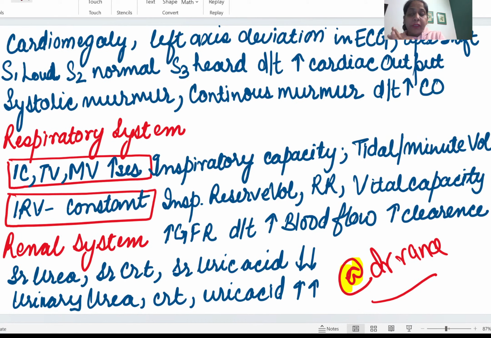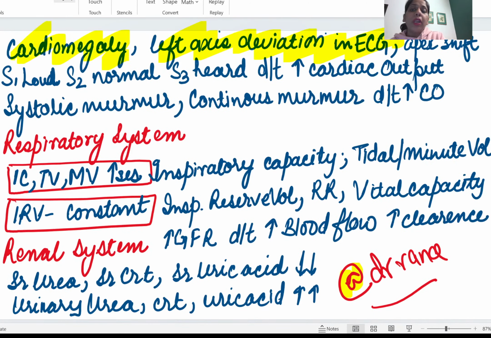So I told you that there is an increase in the plasma volume in the body, and the heart pumps a lot. So there is a cardiomegaly and there is left axis deviation in ECG. These are all normal findings, right? The apex gets shifted laterally. These are the three normal findings.